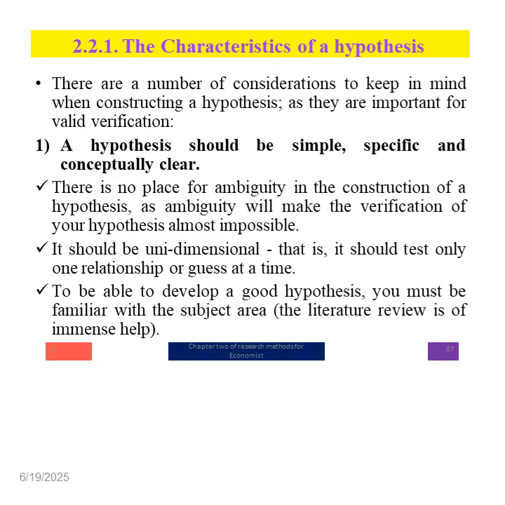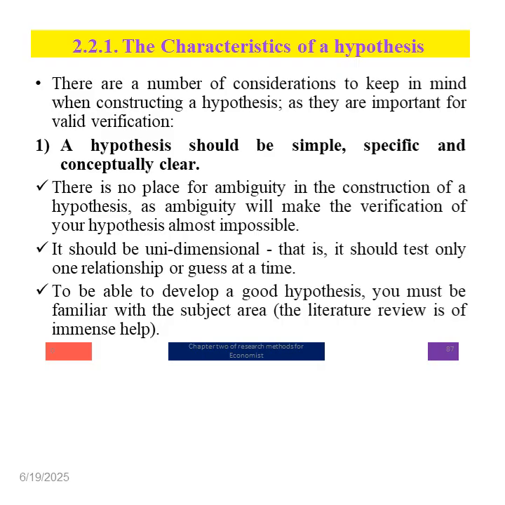The characteristics of the hypothesis. There are a number of considerations to keep in mind when constructing hypotheses, as they are important for valid verification. The first one is, hypothesis should be simple, specific, and conceptually clear, otherwise it is difficult to test. There is no place for ambiguity in construction of hypothesis, as ambiguity will make the verification of your hypothesis almost impossible. It should be unidimensional, that is, it should test only one relationship or guess at a time.